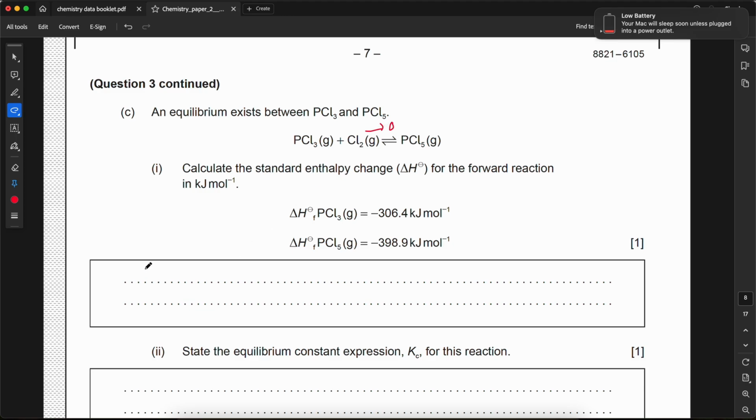So to calculate the standard enthalpy change from this question, that would be delta H products minus delta H reactants, so that would be negative 398.9 minus negative 306.4, equal to negative 92.5 kilojoules per mole.